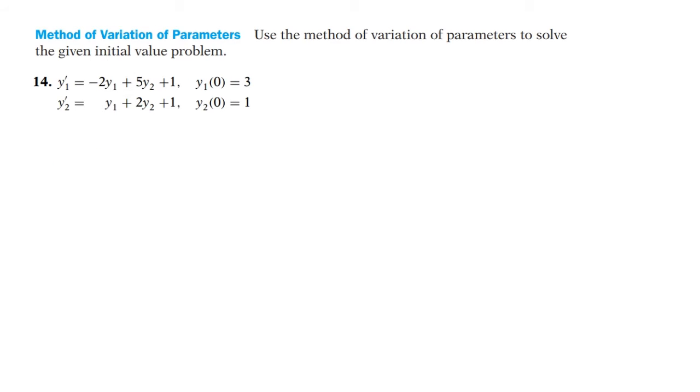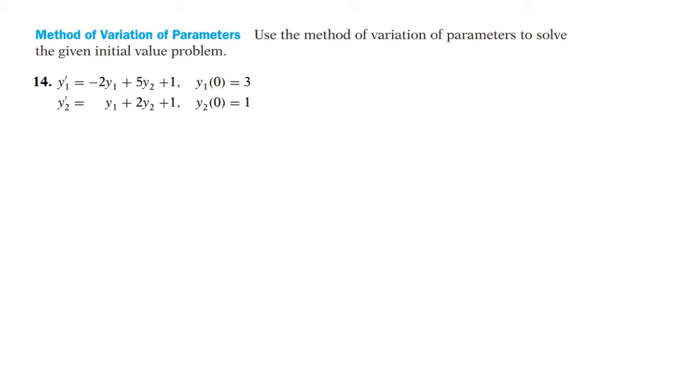So let's take a look at a problem that we're going to solve using variation of parameters. Here we have y1 prime equals negative 2 times y1 plus 5 times y2 plus 1, and y2 prime is equal to y1 plus 2y2 plus 1. We're told that y1 of 0 equals 3 and y2 of 0 is equal to 1. It says use variation of parameters to solve the initial value problem.